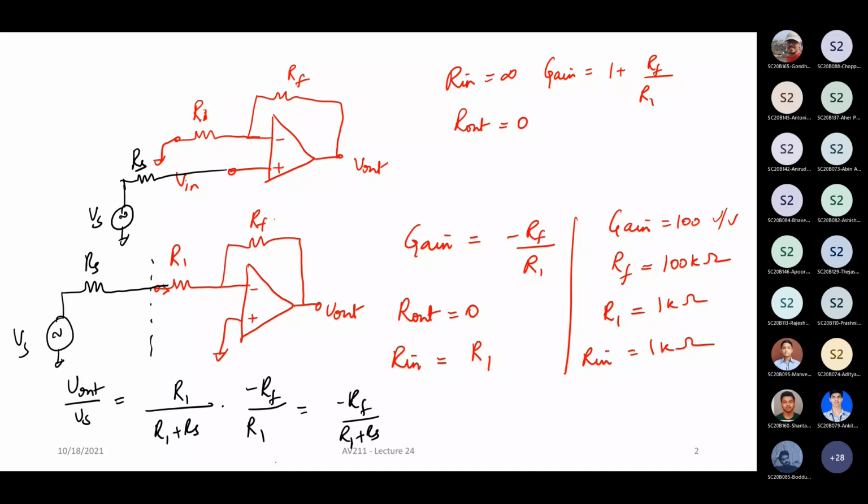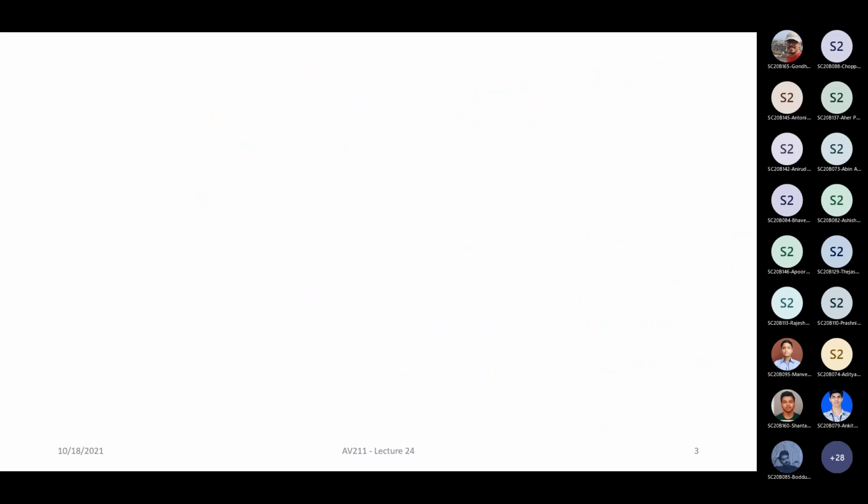So for example, if the Rin required is, let's say, 1 mega ohm, now what will happen? Your feedback resistor will become how much? 100 mega ohm, which is kind of an impractical value, right? You really cannot get such a large resistor. So there is another technique by which you can enhance the input impedance.